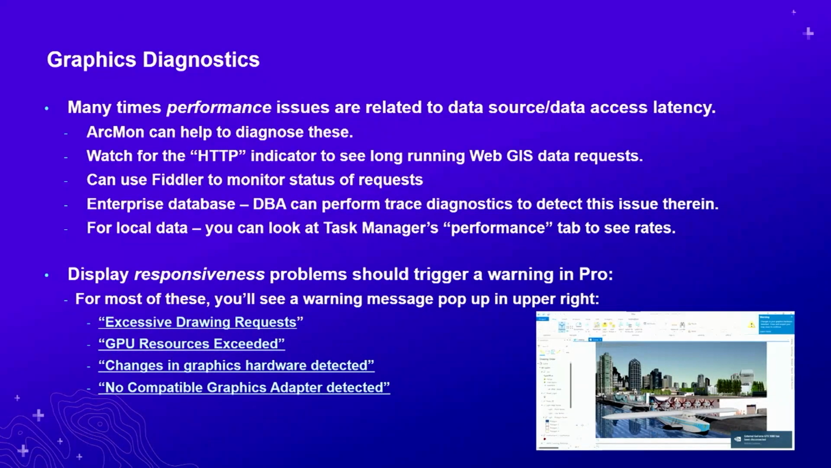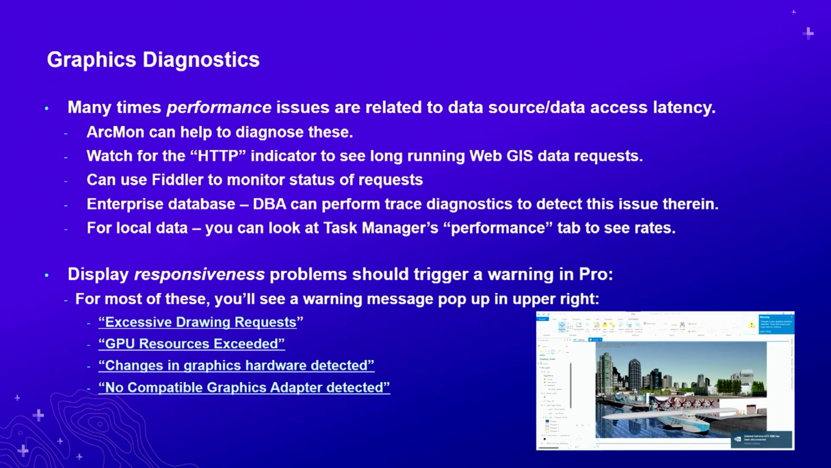So most of the time when we look at these things, performance issues are going to be related to some latency in either data access or the data source itself. So some of the tools that Russell already showed with ArcMon can help to diagnose these. You can watch for the HTTP indicator to see if your WebGIS data is taking a really long time to come over the wire. If you're really interested, you can actually use Fiddler to monitor the status of those requests. If a lot of them are coming back as 404s or 504s, or there's errors that are occurring, then that could tell you that there's some problem with the server or portal that you're accessing.